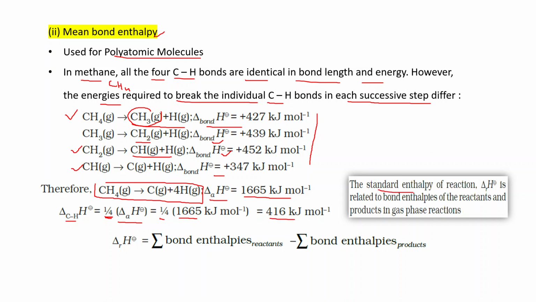The standard enthalpy of reaction is related to the bond enthalpies of the reactants and products in a gas phase reaction as per this relationship. If we know the bond enthalpies of reactants and products, we can find the standard enthalpy of reaction. As we know, during a reaction the bonds of reactants are broken and new bonds are formed in products. That's why, using this formula, the standard enthalpy of reaction is equal to the sum of the bond enthalpies of reactants minus the sum of the bond enthalpies of products. We can find the standard enthalpy of reaction.